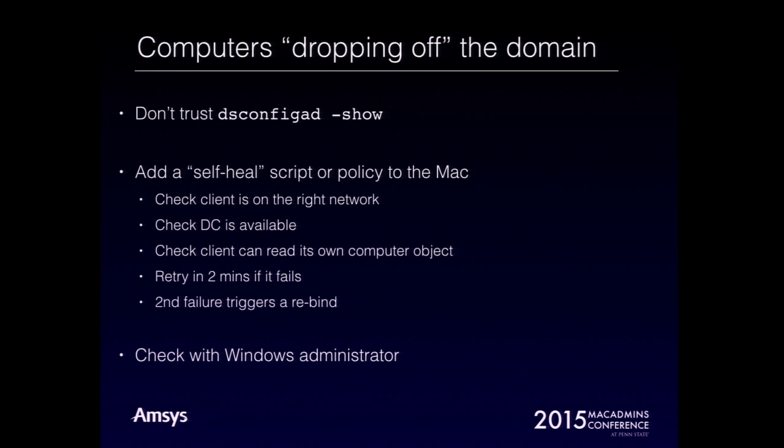We have used a self-heal script in the past. The main logic behind this has been: check the network connectivity, check that it's actually on the network that should be able to reach a domain controller, and then try and read its own computer object back. If it fails to read the computer object back, then give it 2 minutes, wait, and try again. If it fails again, then trigger a rebind. And that just helps to self-fix some of these issues.